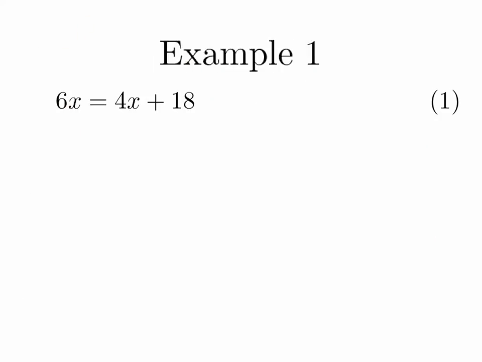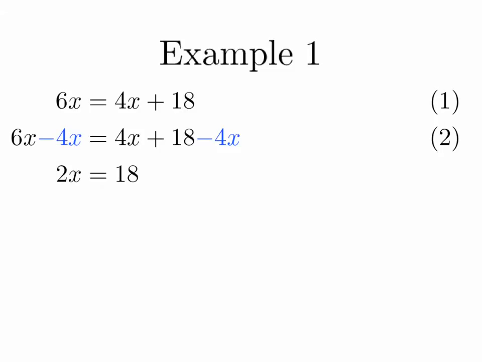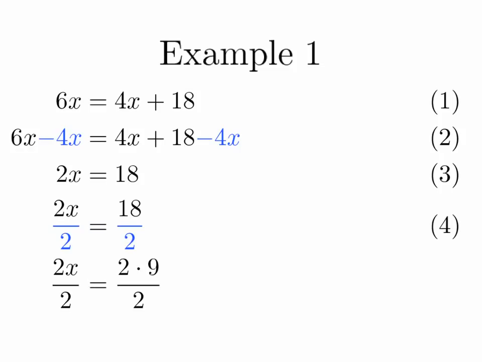So let's put it straight to work, right? Here's our first example, right? 6x is equal to 4x plus 18. So we want to subtract 4x from both sides of the equation. And when you do that, you're left with 2x is equal to 18. Finally, we want to divide both sides of the equation by 2. And when you do that, you're left with 2x over 2 is equal to 18 over 2. The 2's cancel out, and we're left with x is equal to 9.